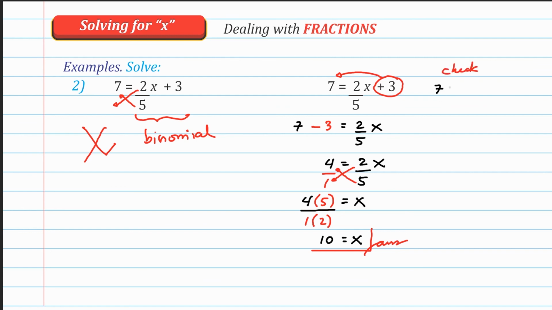We have 7. Is it equal to 2/5 times x, which is 10, plus 3? We have 7 equals 2 times 10 is 20 divided by 5 is 4. 4 plus 3 we know is 7. Therefore, our answer must be correct.